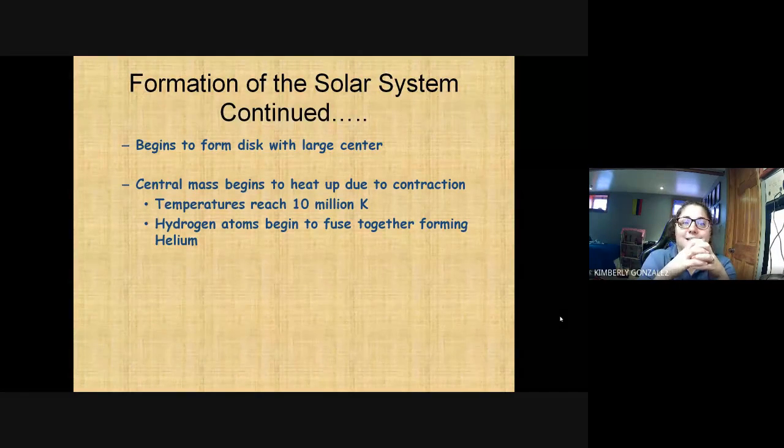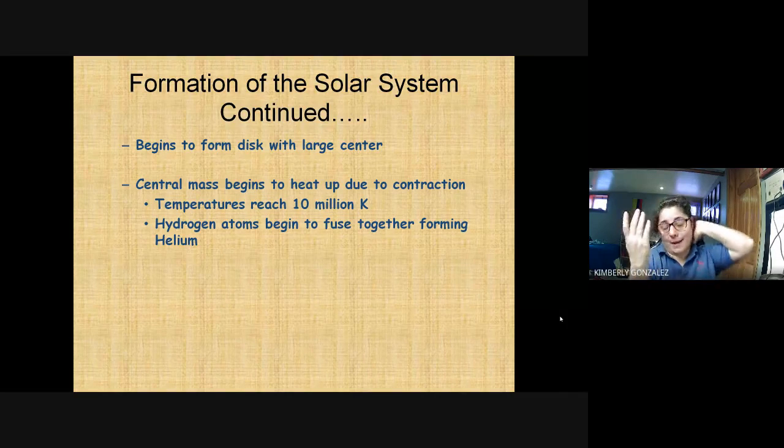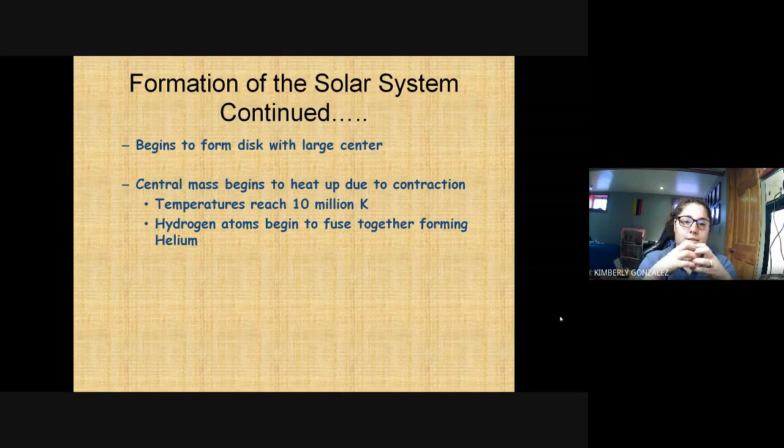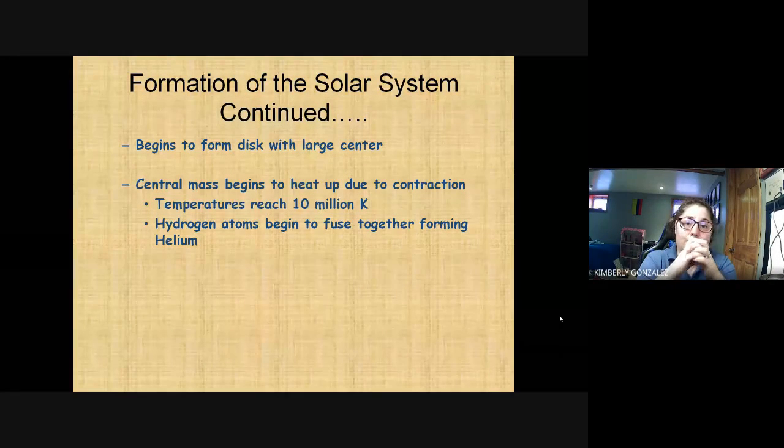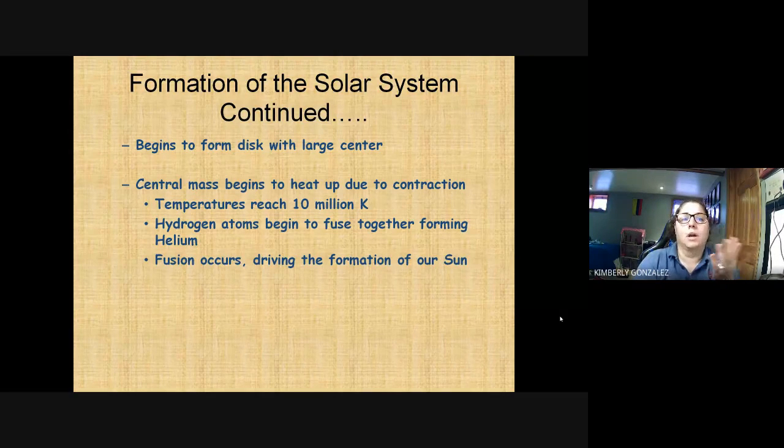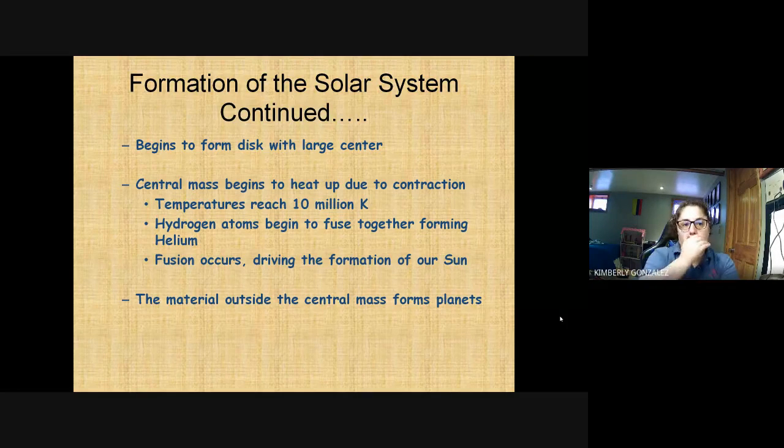The nuclei are forced together because one hydrogen nucleus and another hydrogen nucleus are both positive. So it's just like taking two magnets; you have to force them together. By having them under extreme amounts of heat and pressure, you can overcome those forces and fuse them together to become a larger element like helium. So fusion is going to keep happening, which then forms our sun.